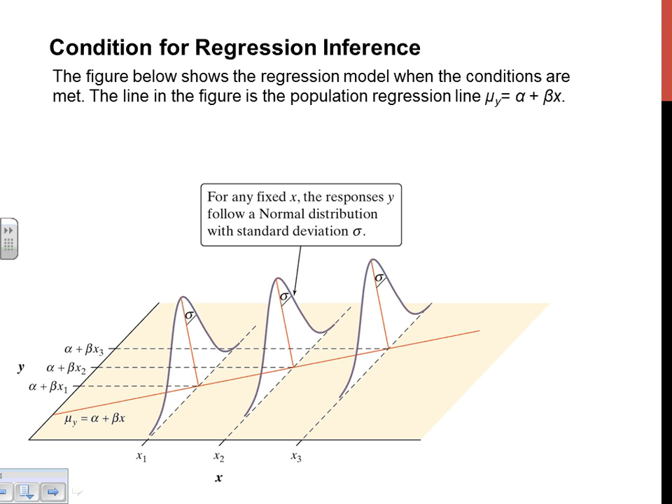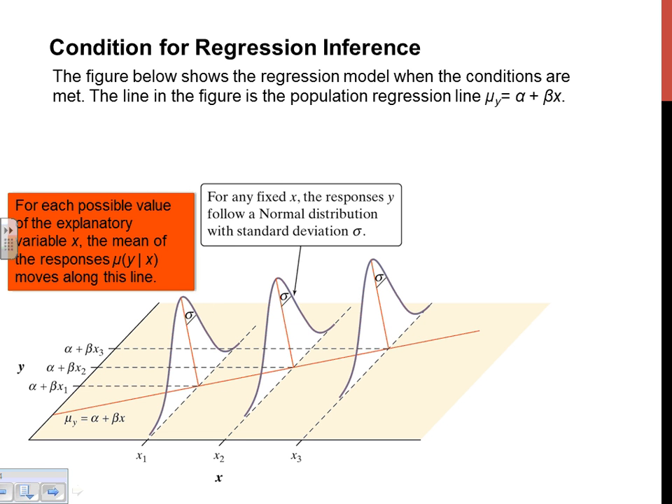The figure below shows the regression model when the conditions are met. The line in the figure is the population regression line, mu sub y equals alpha plus beta x. So here you can see for any fixed x, the responses y follow a normal distribution with standard deviation of sigma. Just kind of seeing it all with the 3 dimensions. Kind of cool.